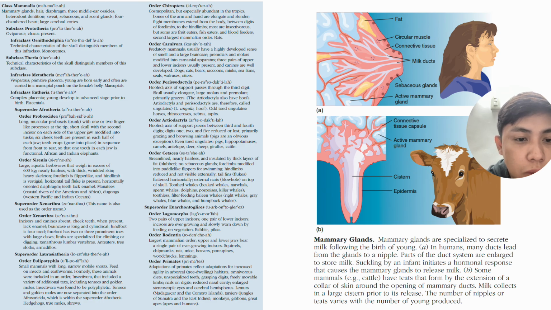Now we have the superorder Euarchontoglires. The order Lagomorpha: two pairs of upper incisors, one pair of lower incisors.